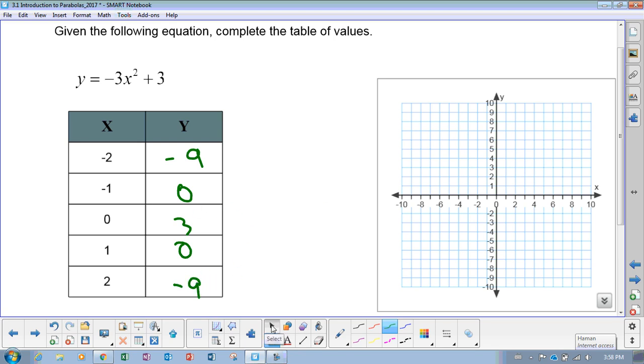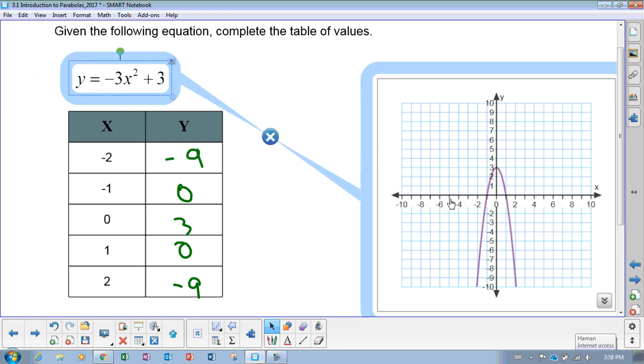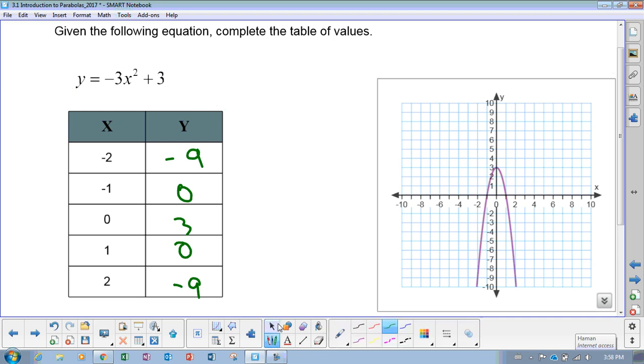So when we graph this here, this is what our graph looks like. So just like our other examples, we are going to check our differences. So 0 subtract -9 is 9. 3 subtract 0 is 3. 0 subtract 3 is -3. And -9 subtract 0 is -9.